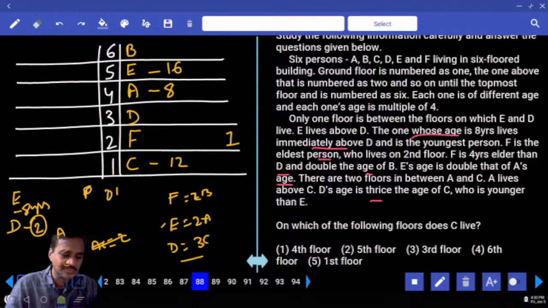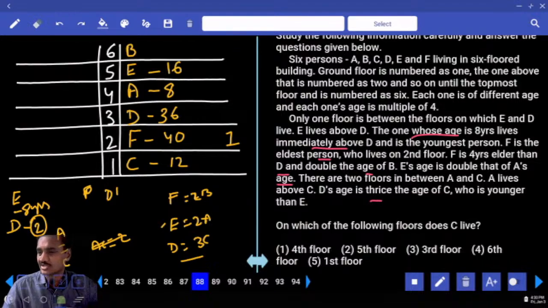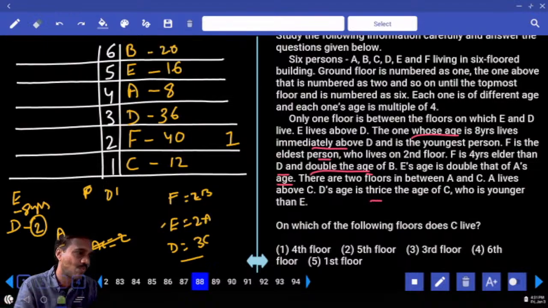If C is 12 years, D must be how much? D is 36. Now D and F, the difference is 4. And if this person is 4, then what about B? F is double the age of B, so B must be 20 years of age. Clear?